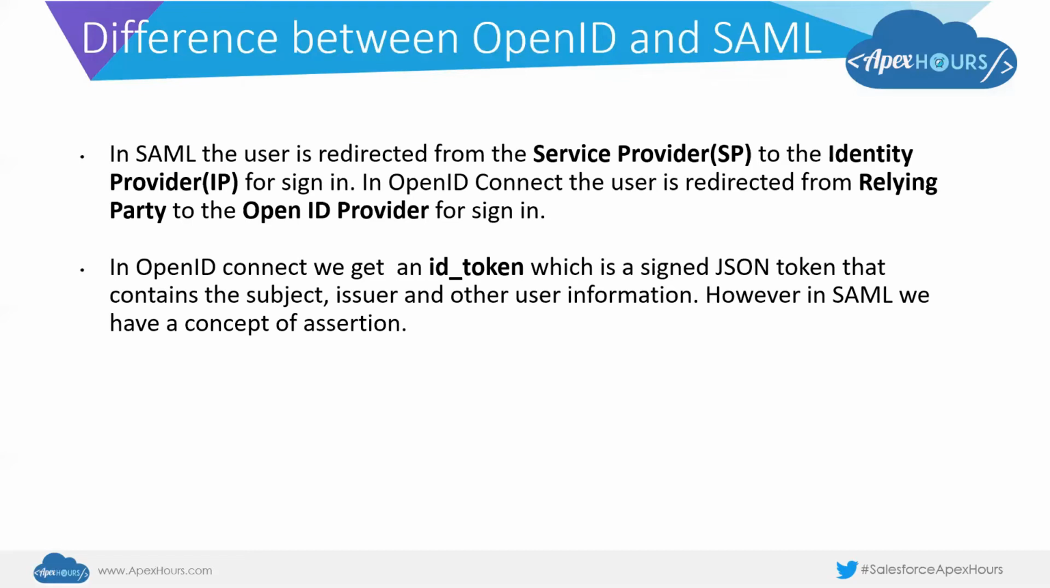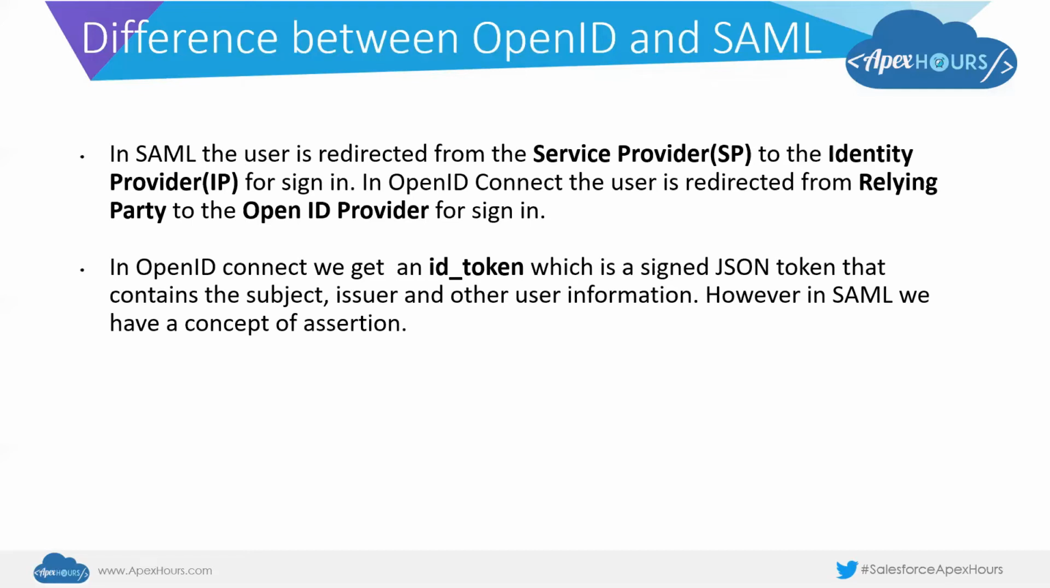And the end resource that we are trying to access, in our case we are using Gmail credential first and then trying to access Salesforce. So the end resource we are trying to access, in our case Salesforce, is termed the service provider. These two terms are very important in the case of SAML. Always remember, the provider whose credential we are using is known as the identity provider, and the end resource that we are trying to access is the service provider.